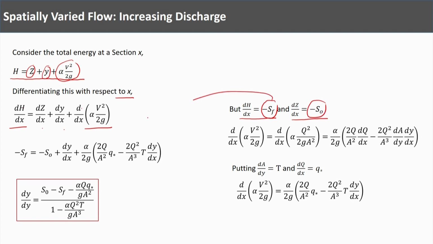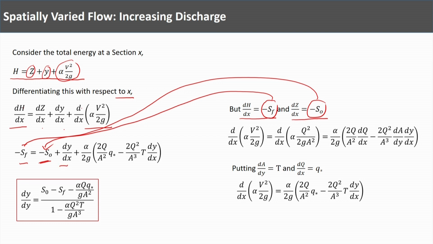So, I can replace it here: dH by dx equal to minus SF and dz by dx equal to minus S naught. Okay. So, this is dy by dx, and now let us calculate the derivative d by dx of alpha v square by 2g. So, v can be written as q by A. In that case I am getting alpha q square by 2g A square, and if I take the derivative, this is alpha by 2g.